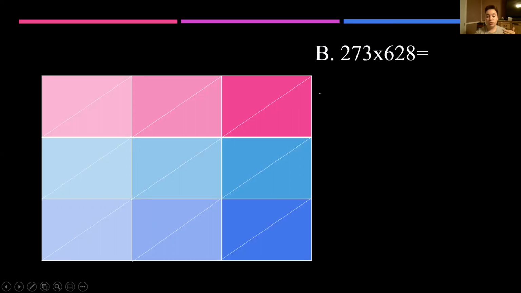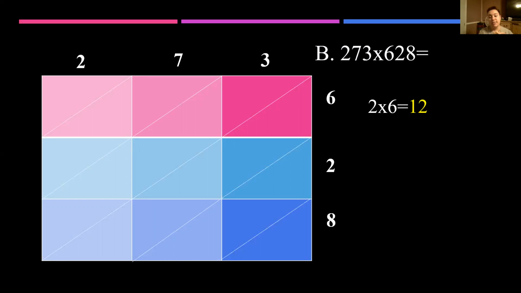And then you have 628, so you'll have 3 squares going downward. So now we'll do 273 times 628. So now 2 times 6, we'll do 2 times 6 equals 12. And then we'll do 2 times 2 equals 4. 2 times 8 equals 16.